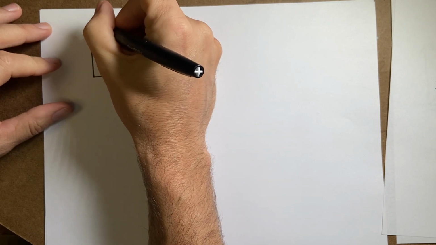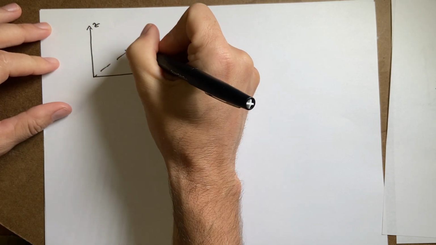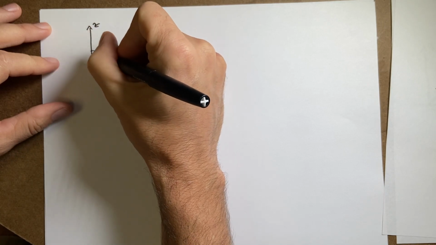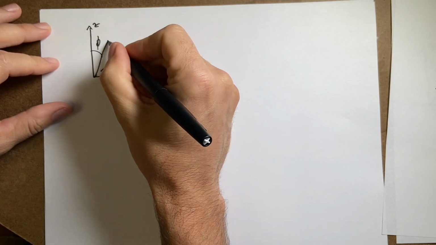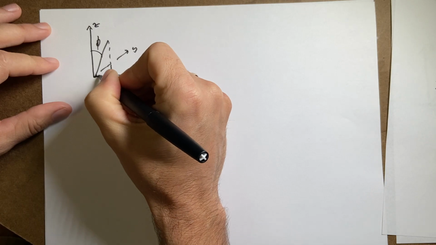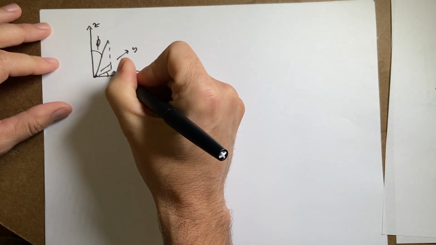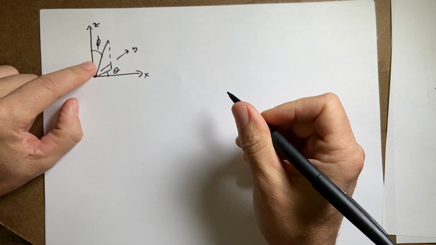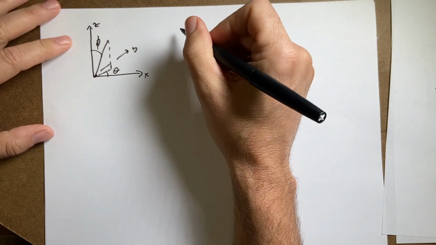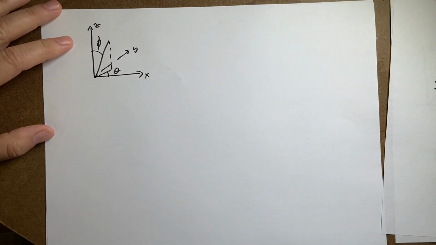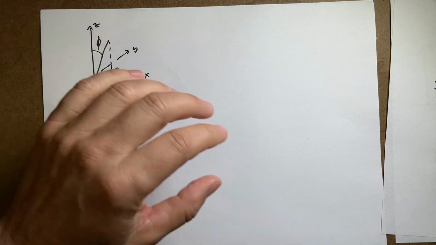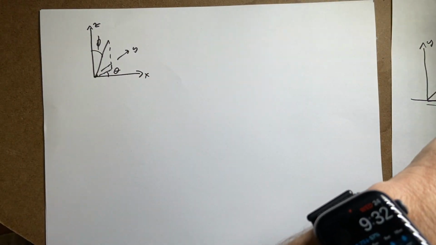X, Z, Y, phi, project down, and that's going to be theta. Okay, so let's do my z coordinate first. Wait, what did I do in my previous case? Let's just do it the same way.